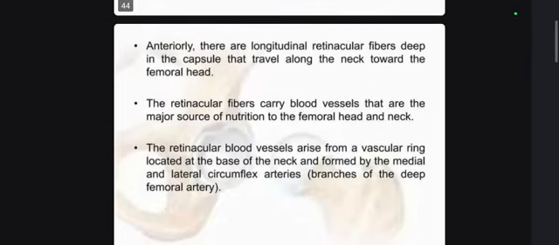Anteriorly, there are longitudinal retinacular fibers deep in the capsule that travel along the neck toward the femoral head. The retinacular fibers carry blood vessels that are the major source of nutrition to the femoral head and neck. The retinacular blood vessels arise from a vascular ring located at the base of the neck and formed by the medial and lateral circumflex arteries.